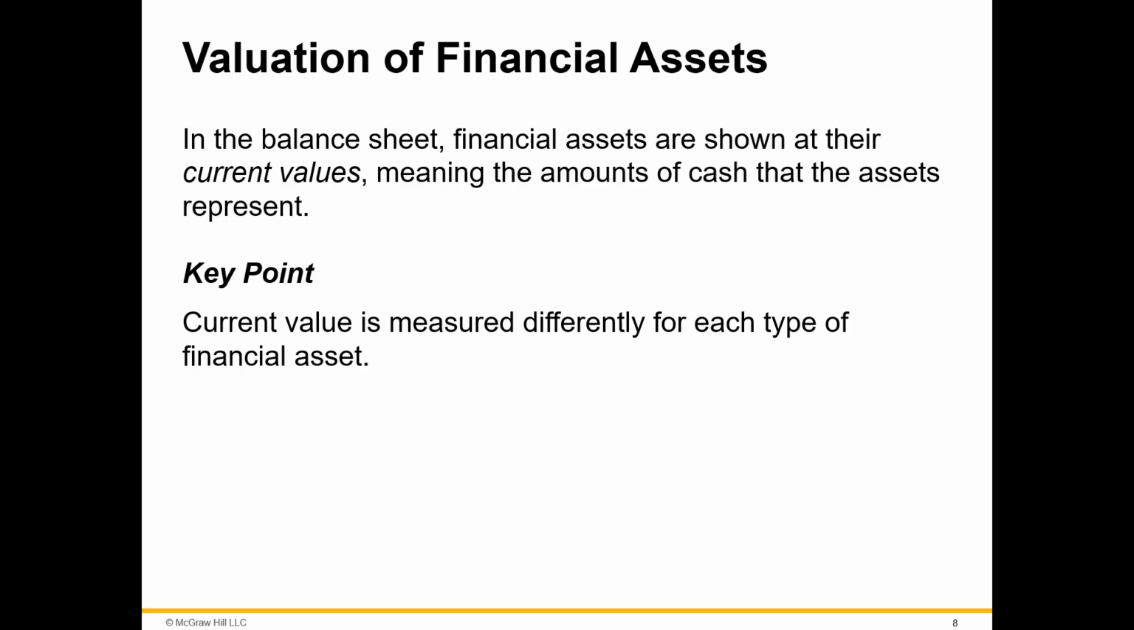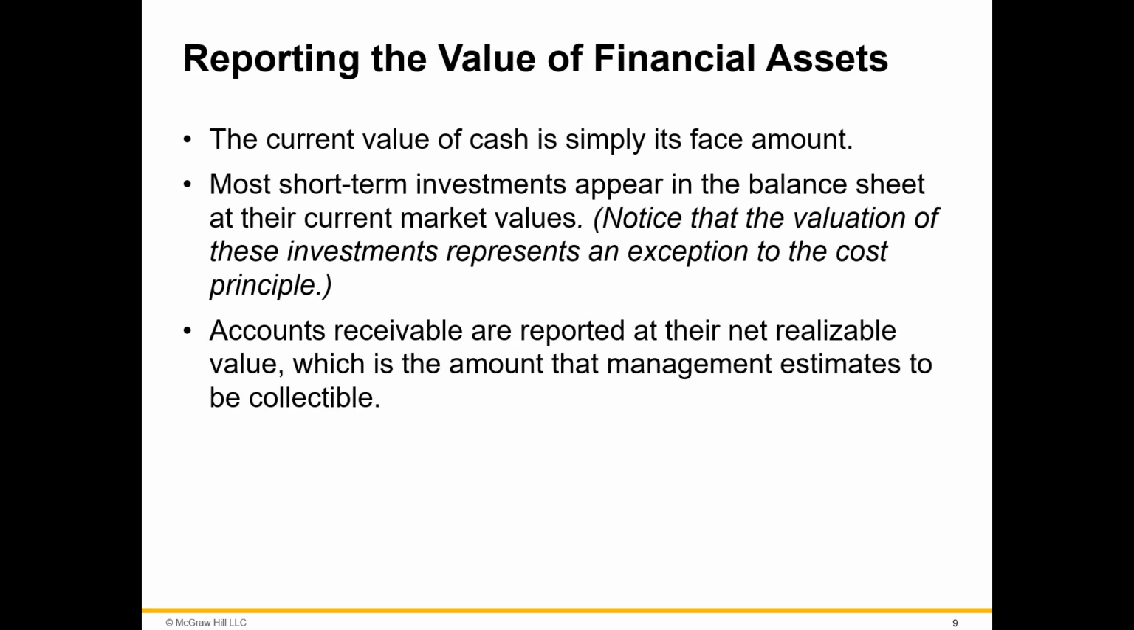In terms of valuation, financial assets are shown at their current values, meaning the amount of cash that the assets might represent. And so current value is however measured differently for each type of financial asset. So the current value of cash is just the amount of cash you have, right? And it could be in a savings account or a checking account and just its amount. Most short-term investments will appear on the balance sheet at their current market value. So if the stock price goes up or the stock price goes down or the bond valuation goes up or down, we're going to use those to measure it at its current market value.